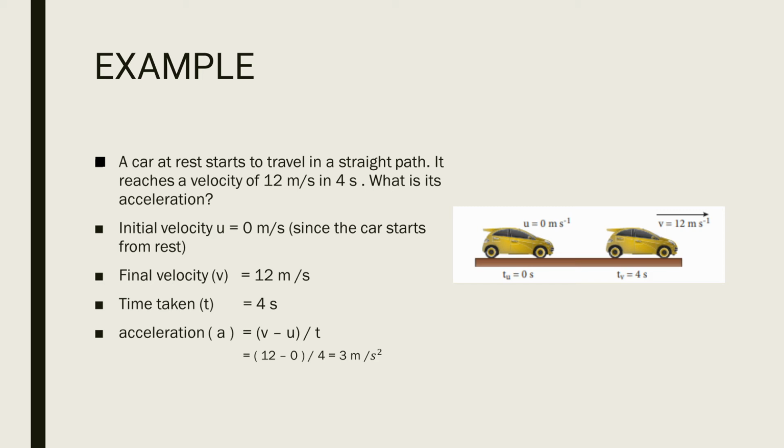So, apply these values in the formula, we will get 12 minus 0 divided by 4, which gives 3 meter per second square. So, the acceleration of the car is 3 meter per second square.